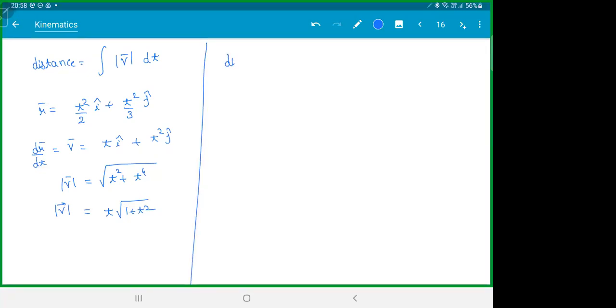So putting this in the distance formula, you get the integral of root over 1 plus t square, t into dt. Limits will go from 0 to 2 seconds because the distance is asked for 2 seconds. Now, how do you integrate this? We use something called integration by substitution. We have done this in the calculus part, the last.